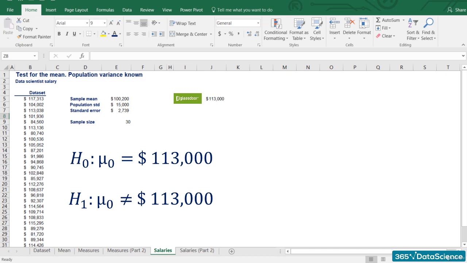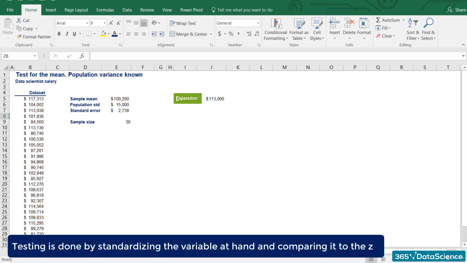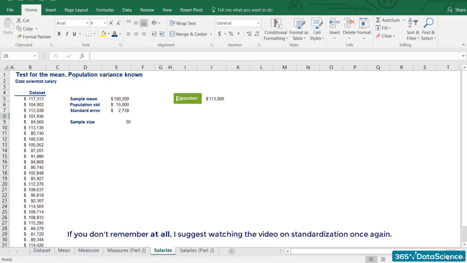All right, formula time. Almost. Testing is done by standardizing the variable at hand and comparing it to the lowercase c, which follows a standard normal distribution. Remember standardization? We learned about it in the previous section. Back then, I told you it was very important, and you will now see why. For those that don't remember, I suggest watching the video on standardization once again. For the others, I will quickly go through it.